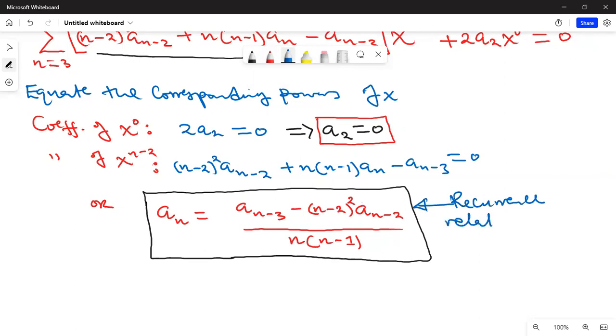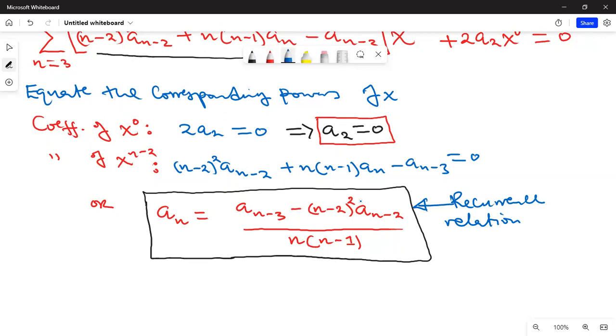Recurrence relation. Recurrence relation for that given ODE. Remember, the recurrence relations are different depending on the ODE that you're being given. Now, that recurrence relation is used to find the series coefficients.